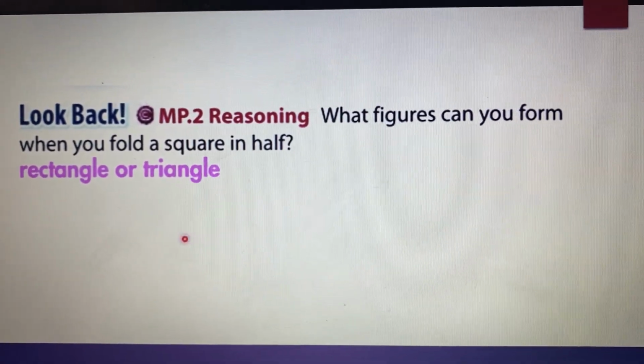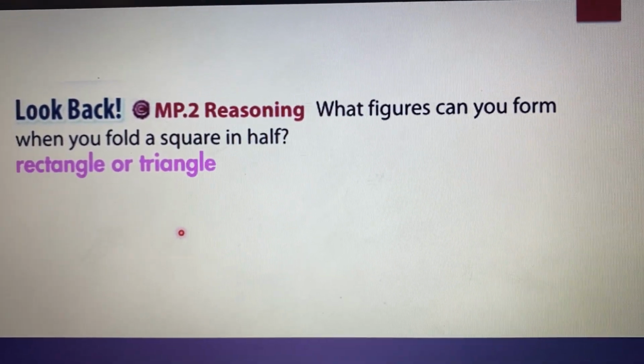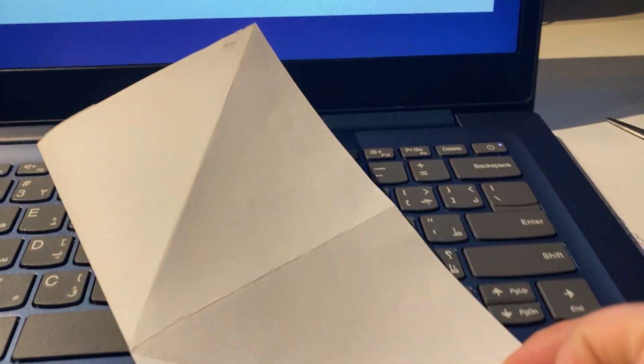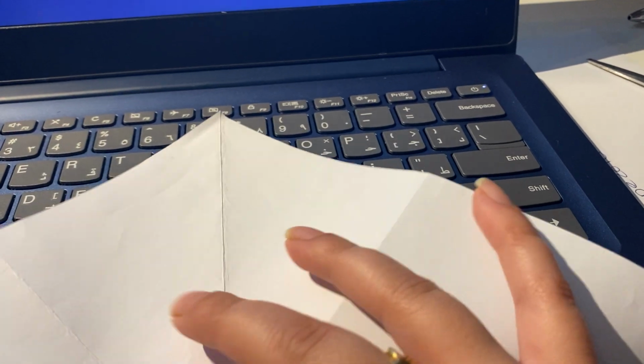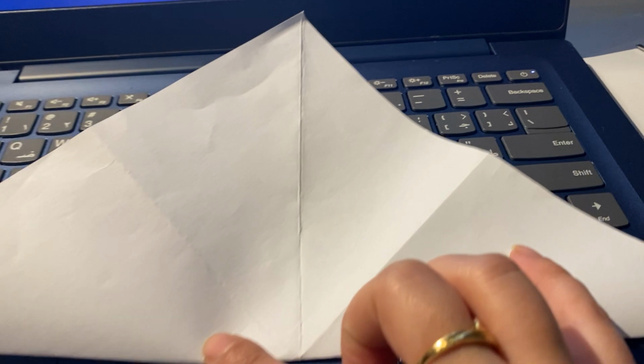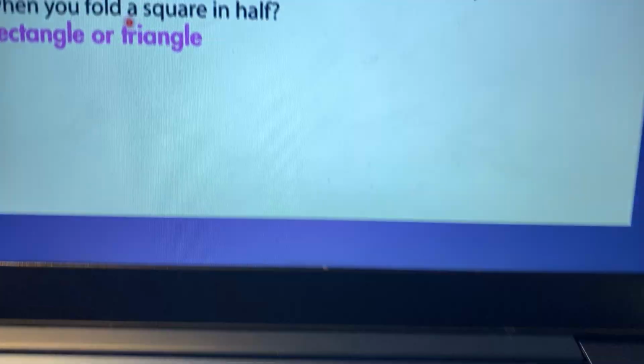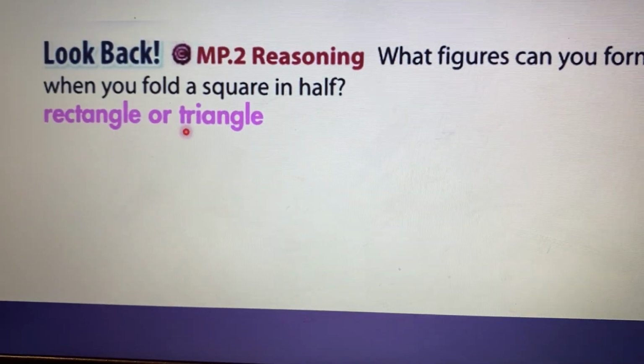What figures can you form when you fold a square in half? So this was the first figure, a rectangle, and when I take the corners, I can get a triangle. So the answer is rectangle or triangle.